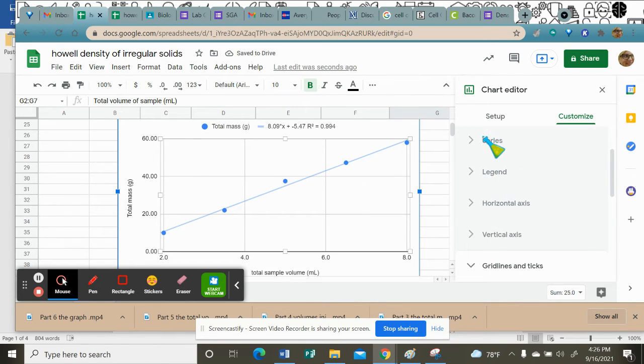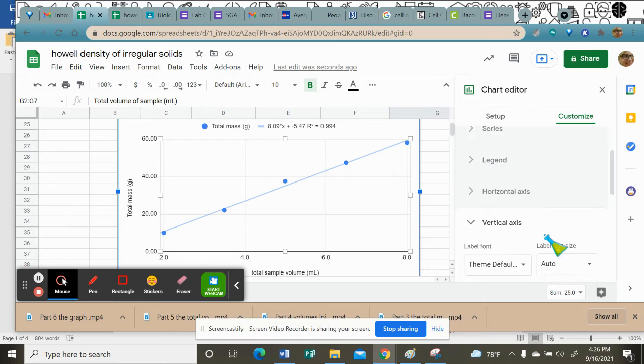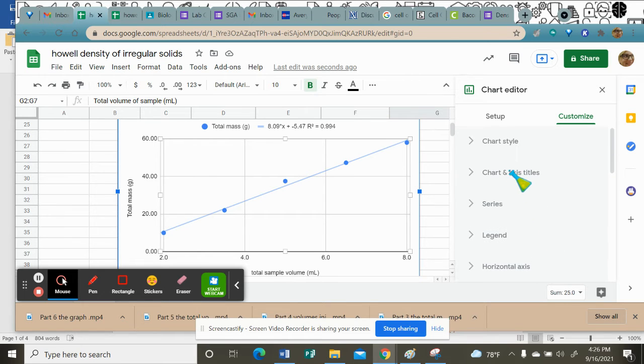And then again, my vertical axis, so chart and axis titles, and then I'm going to click vertical axis, and it's already the way I need it to be, total mass in grams.